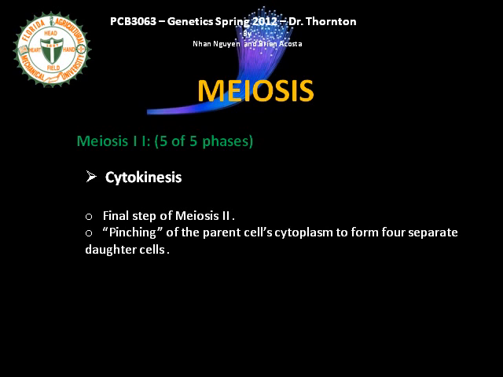Cytokinesis 2. This is the final step of meiosis 2 and is the division or pinching of the parent cell's cytoplasm to form 4 separate daughter cells or gametes in animal cells, or the formation of spores via cell plate synthesis in plant cells.